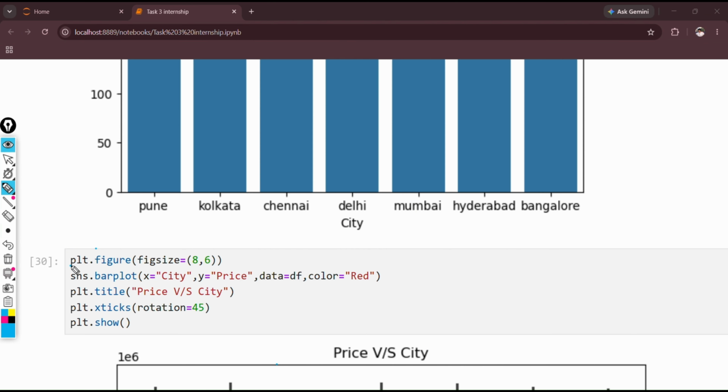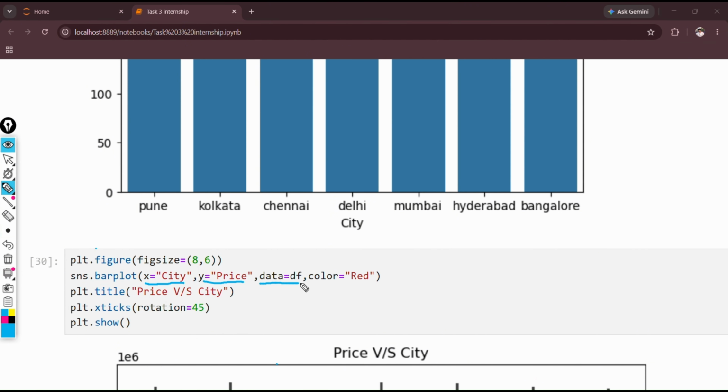plt.figure(figsize=(8,6)) creates a new figure using Matplotlib. The width of the graph is set to 8 inches and the height to 6 inches. Then, using Seaborn's barplot function, a bar plot is used to compare the average value of a numerical column across different categories. Here, x=city places the different cities on the x-axis, while y=price plots the average house price for each city on the y-axis.